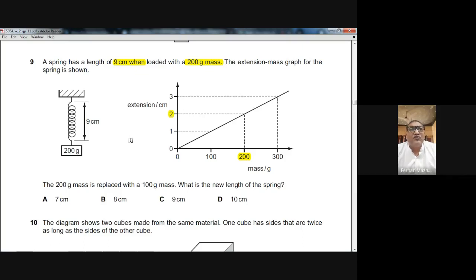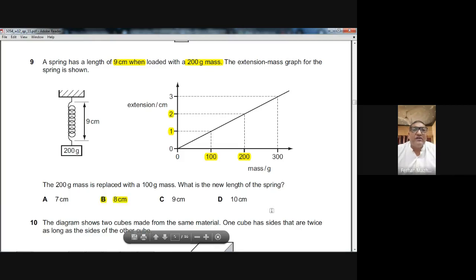Then he says the 200-gram mass is replaced with a 100-gram mass. What is the new length of it? 9 minus 2 will be 7 centimeters, so that will be L naught. When you hang 100 grams, from the graph, 100 grams means there will be 1 centimeter extension. So 7 plus 1 gives you 8. So I think B should be the choice.